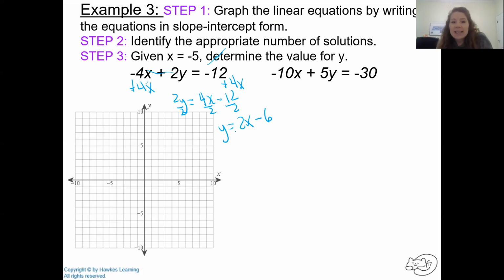All right. And then the right one, well, let's go ahead and graph this. So our y-intercept is 0, -6 right here. And then we have 2 over 1, up 2, right 1. Up 2, right 1, up 2, right 1. I don't know how long we need to make that, but we'll start right here.